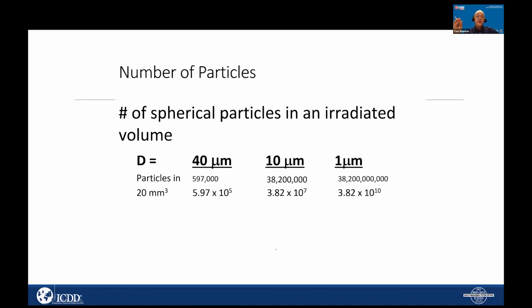Now, the number of spherical particles in an irradiated volume. If you had 40 micron particles, and let's say your sample well was a 20 millimeter cube, basically opening there, or let's say a cylinder, you would have about 597,000 particles. In contrast, if you had 1 micron particles, that would equate to 38 billion particles that are there. And so you have a better chance of getting a true randomization of your sample.